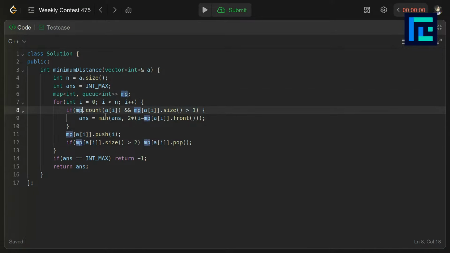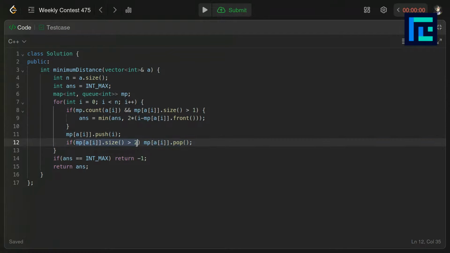Okay, so if the current element exists in the map and it has a size greater than 1, I'm doing ans is equal to minimum of ans and 2 times (i minus map dot front), right? So 2 times the current value's distance to the second previous value. Fine. Now what I'm going to do is push the current value to the map.